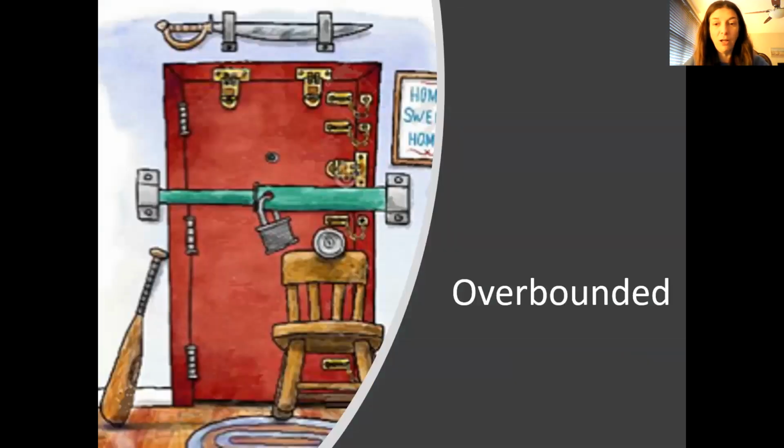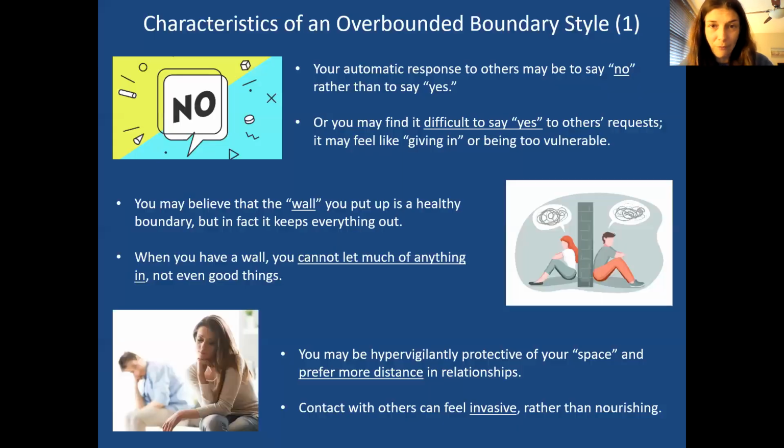Next, we're going to move on to the overbounded style. This is like when your door is locked with a whole bunch of locks, there's a sword and a baseball bat on the side, and it's propped closed by a chair. Unless it's in a really bad neighborhood where this would be very adaptive, it could be a little bit of overkill. You're closing and locking the door where maybe it would be okay sometimes to open it, even a little bit. So try to notice if this is your style, or the style of somebody you know.